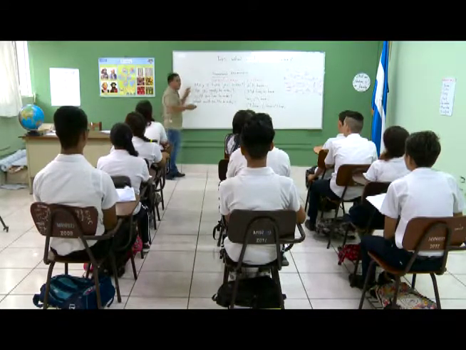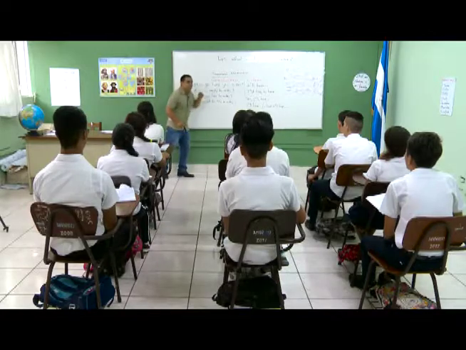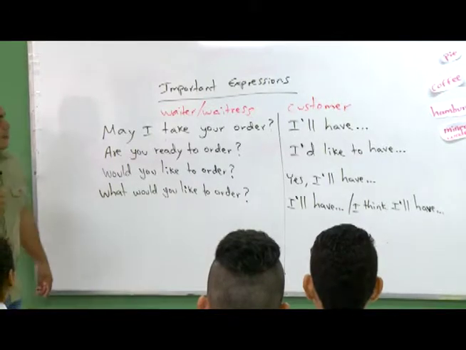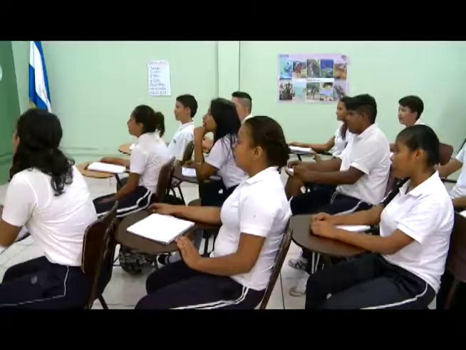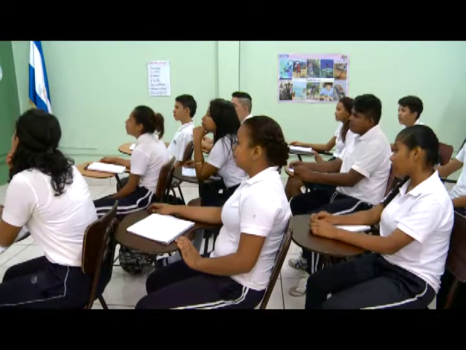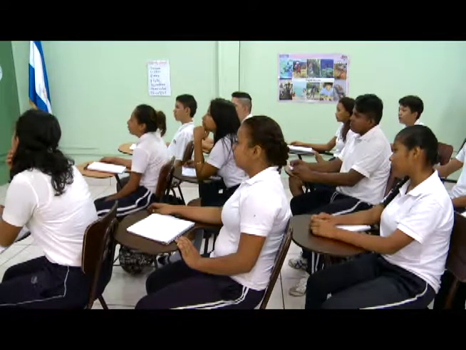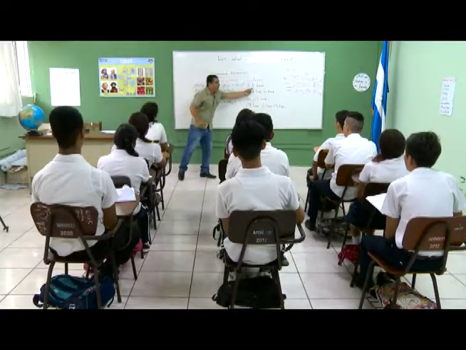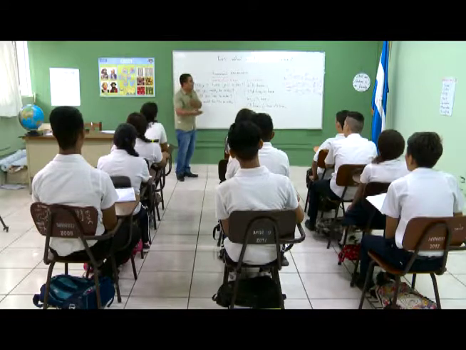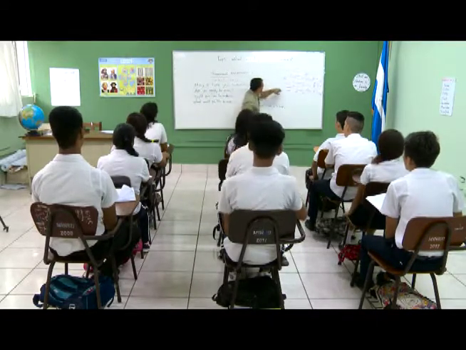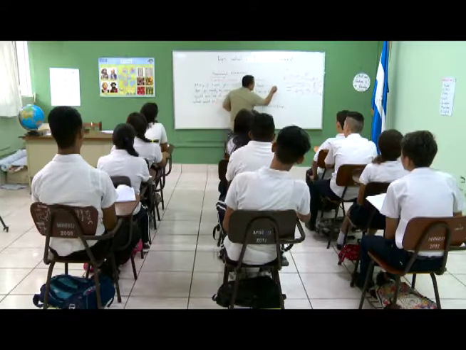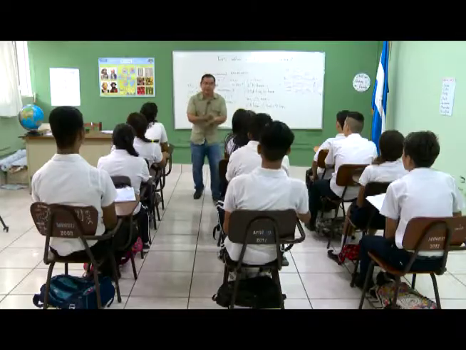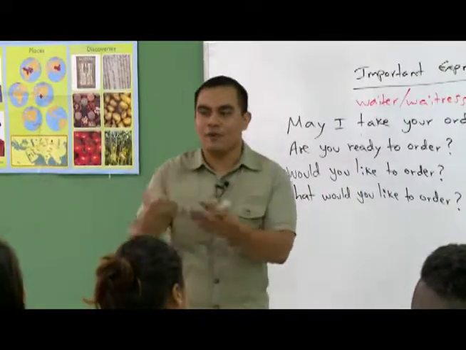Okay, so let's practice. May I take your order? May I take your order? One more time. May I take your order? I'll have. For example, you say, I'll have a hamburger. This is the way that we order food in a restaurant. You say, I'll have, and you mention what you want.